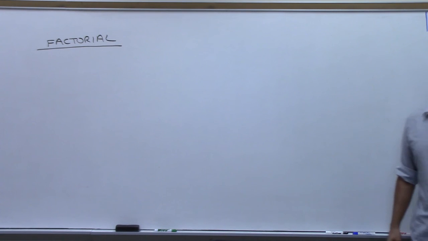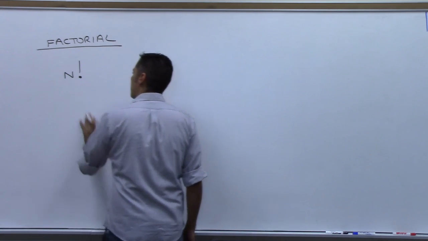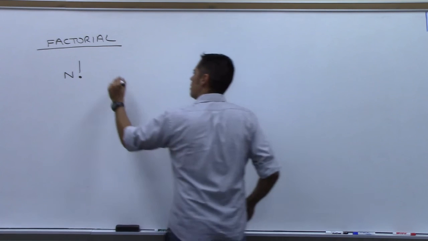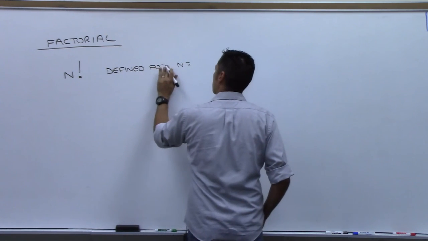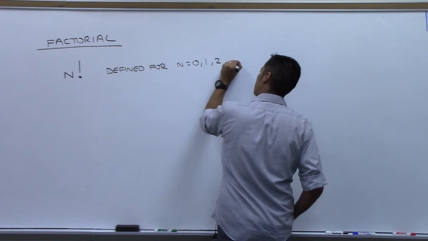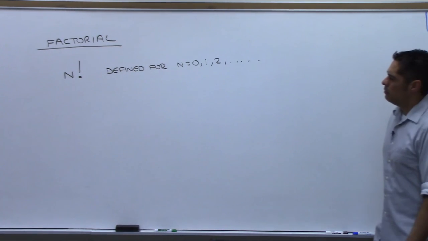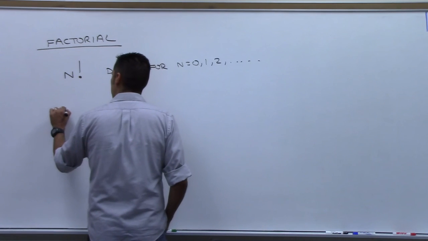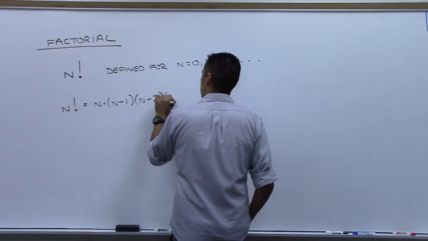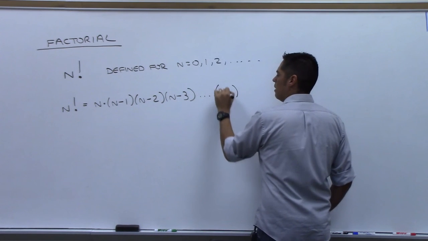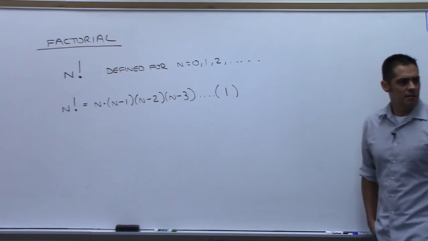Okay, so factorial. Factorial is written this way. We use the letter n with an exclamation point, and it is defined for n equals 0, 1, 2, so non-negative integers. And here's the definition of n factorial. n factorial is equal to n times n minus 1 times n minus 2 times n minus 3, all the way until you get down to 1. And that looks really weird until you see it in an example.